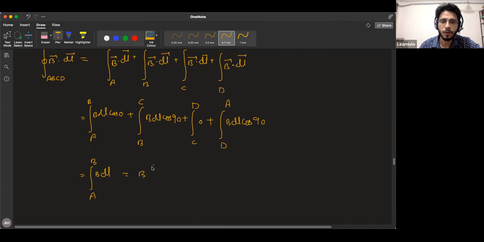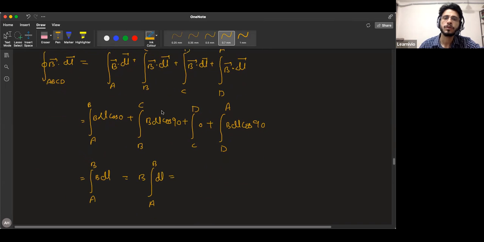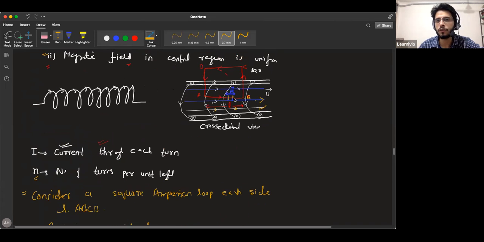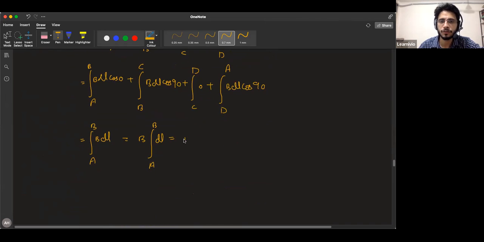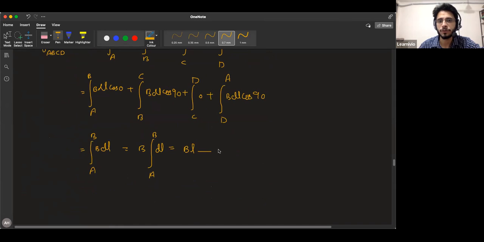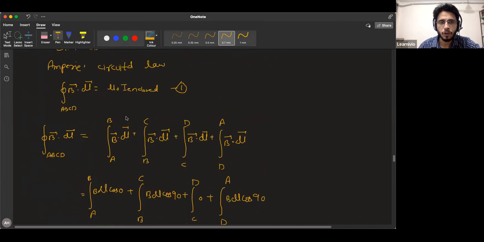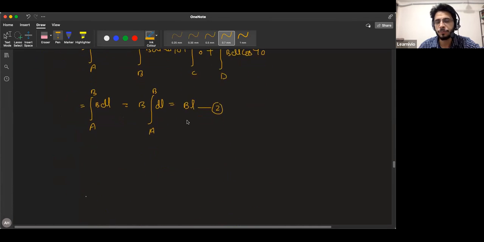So we take B outside the integral. From A to B, it's the integral of dl, and when we integrate from A to B, we get the length L. So this comes out to be BL. Let's call this equation 2. So the closed integral of B dot dl is BL.